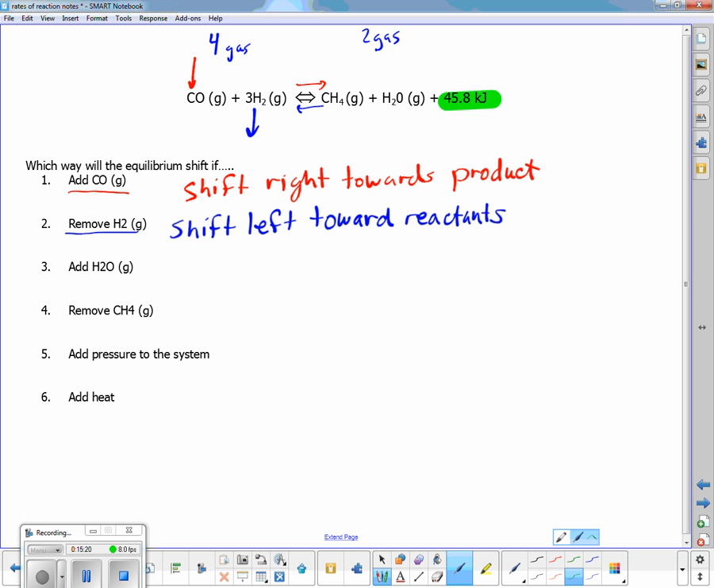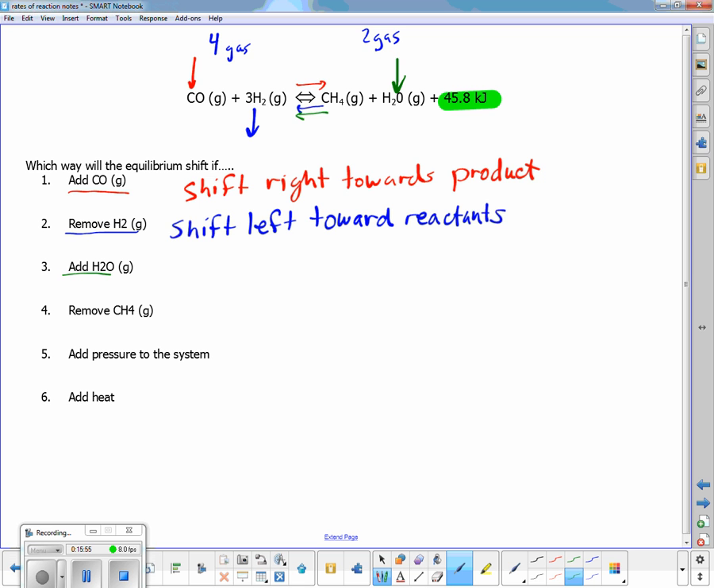All right. How about if I add H2O? Okay, everybody show me with your hands. Which way is it going to go? So I'm now putting in H2O, so I'm making a pile here. Like the dirt that I was talking about at the beginning, and I need to spread it out. So I have more water, so it's going to shift towards the reactants.